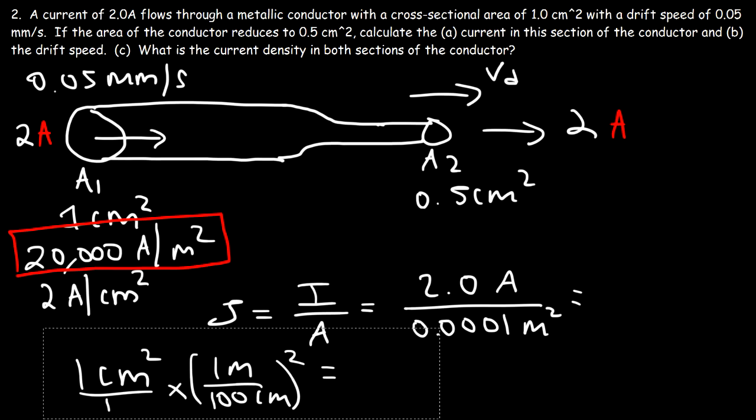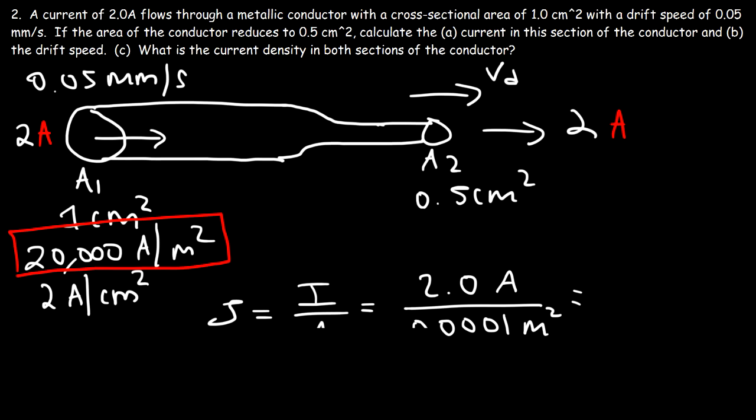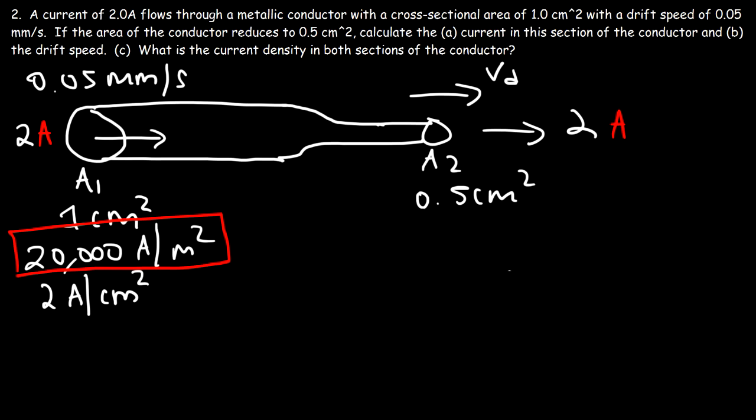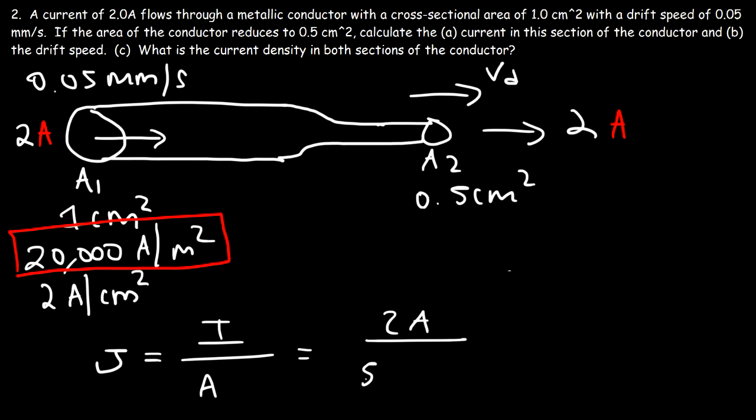So notice that the current density is not constant. Even though the current flowing through the circuit is constant in both sections of the conductor, the area is not constant. So to calculate the current density, it's going to be 2 amps, and if we take 0.5 square centimeters divided by 100 squared, the area is going to be 5 times 10 to the negative 5 square meters. So 2 divided by that result will give us a value of 40,000 amps per square meter.